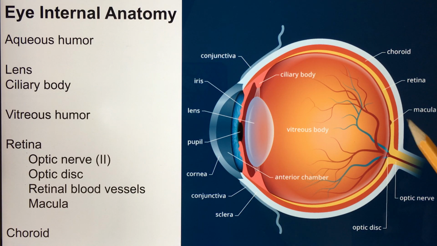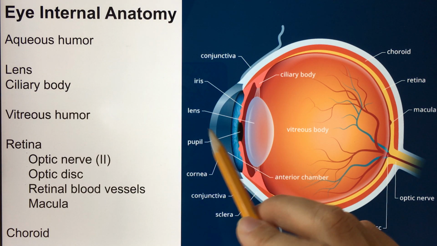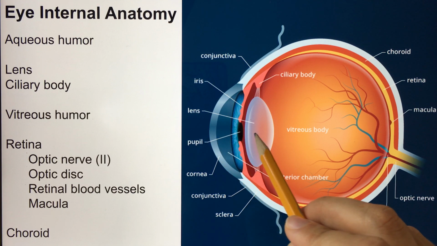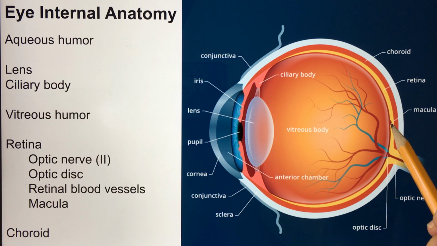It's not positioned directly in the center of the eyeball, so if you drew a straight line through the middle of the cornea, iris, and lens, you're actually going to end up right here in this spot. It's called the macula. The macula is the spot of the sharpest vision. It's the area of the retina that is most dense in photoreceptors.